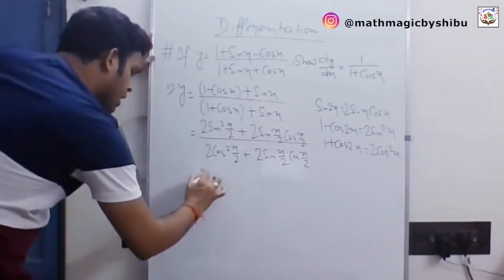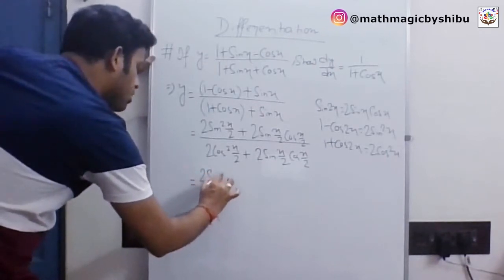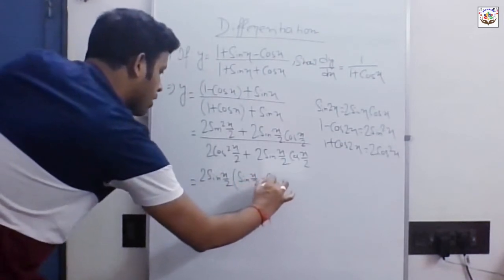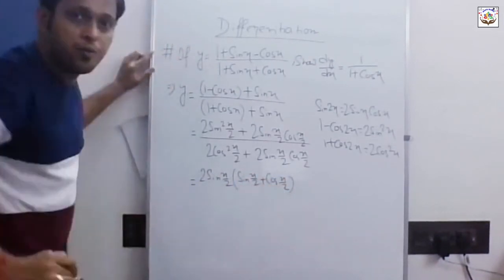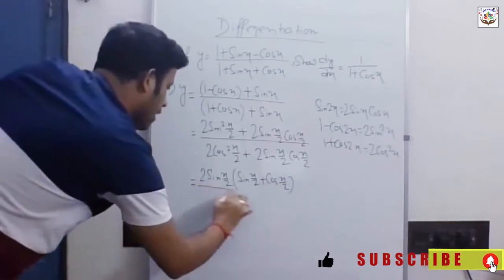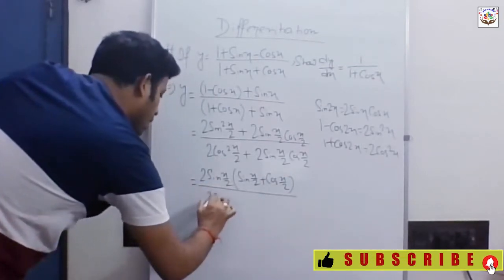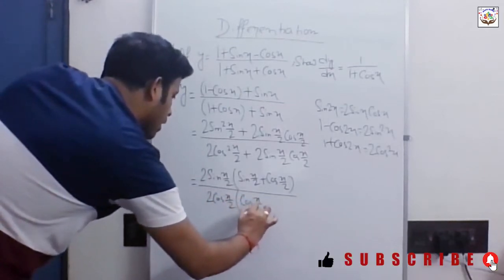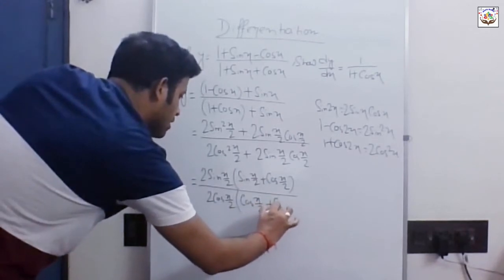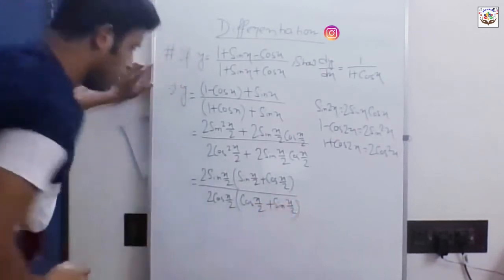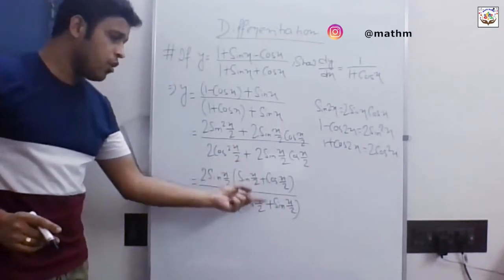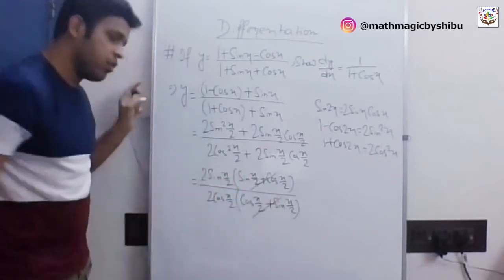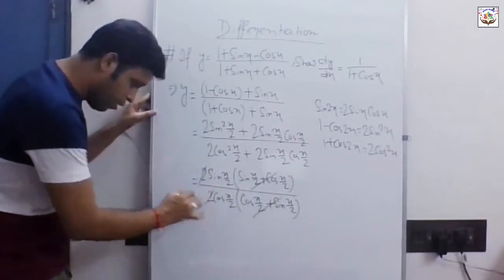You can see we can take 2 sin x by 2 as common from the numerator. So what will be left? Sin x by 2 plus cos x by 2, right? And in the denominator we can take 2 cos x by 2 as common. So what will be left? Cos x by 2 plus sin x by 2, right? So from both the numerator and denominator we can cancel out sin x by 2 plus cos x by 2. We can also cancel out 2 and 2.